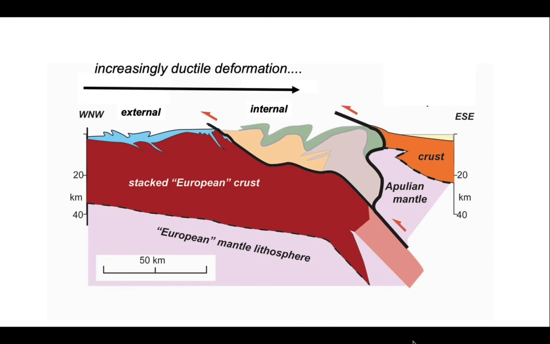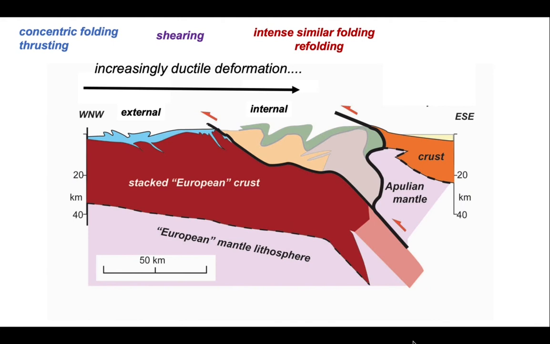So as we've gone on our little tour from the outer part of the Alps on the western side out towards the European or stable European foreland, we came to the Jura, then into the subalps, and eventually crossed the frontal Pennine thrust into the internal zones. And as we did so, there was increasingly ductile deformation. So that we have concentric folding and thrusting out in the west, there's shearing along the frontal Pennine thrust, and then intense similar folding and refolding as we go into the internal zones.